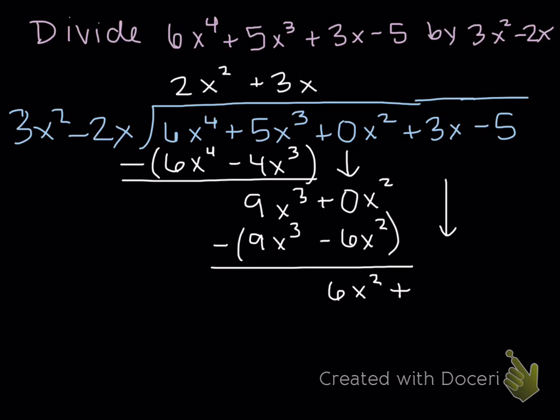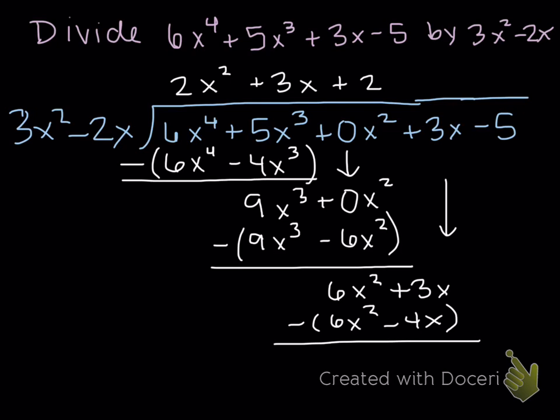Dropping that 3x. So 3x squared times 2 is what we'll need to give us that 6x squared. So I'll get 6x squared minus 4x. So 3 minus the negative 4 is 7x. And I drop the negative 5. At this point I can't go any farther because a 3x squared times nothing will give me a 7x. So we're now at that point where we've reached our remainder. So our remainder is 7x minus 5 all over 3x squared minus a 2x.